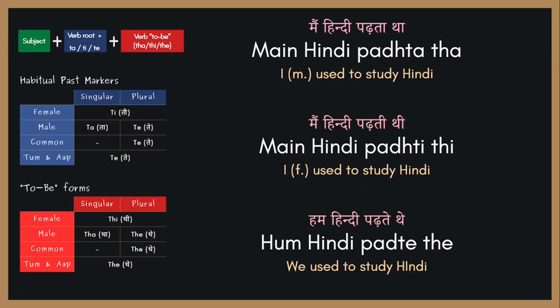मैं हिंदी पढ़ता था. I used to study Hindi. The speaker here is masculine, so we've used the ending ta, and at the end we've added tha because he is masculine and singular. मैं हिंदी पढ़ता था. For a feminine speaker, this would be मैं हिंदी पढ़ती थी. I used to study Hindi.